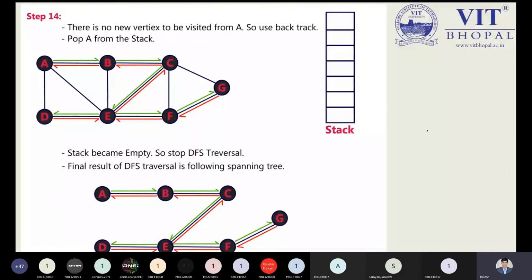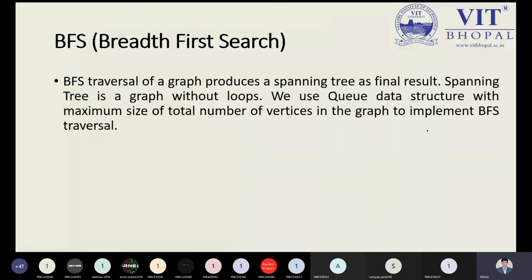So now without wasting much time, I am coming to the next traversal, that is BFS. BFS stands for breadth first search. BFS traversal also produces a spanning tree as a final result, but a spanning tree is a graph without a loop, as I told you, and we use a queue data structure. I am saying once again, we use a queue data structure with this BFS algorithm to find our spanning tree in the form of the final result.